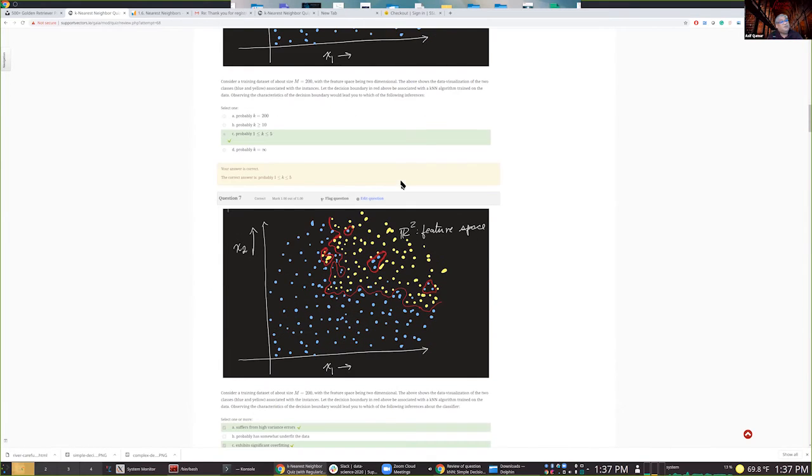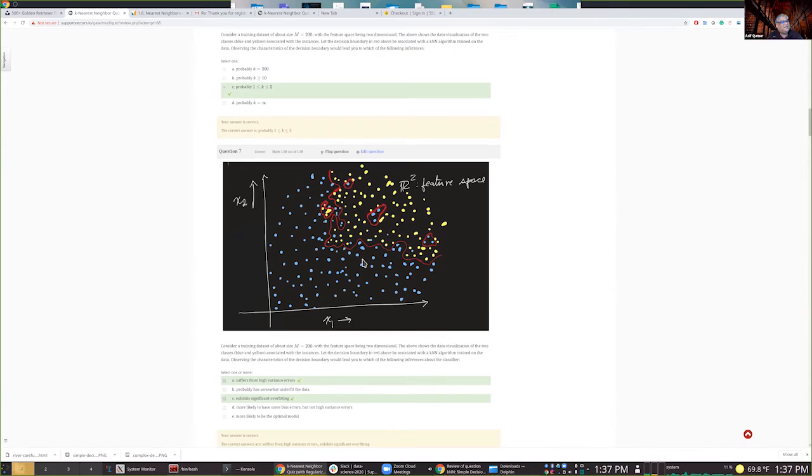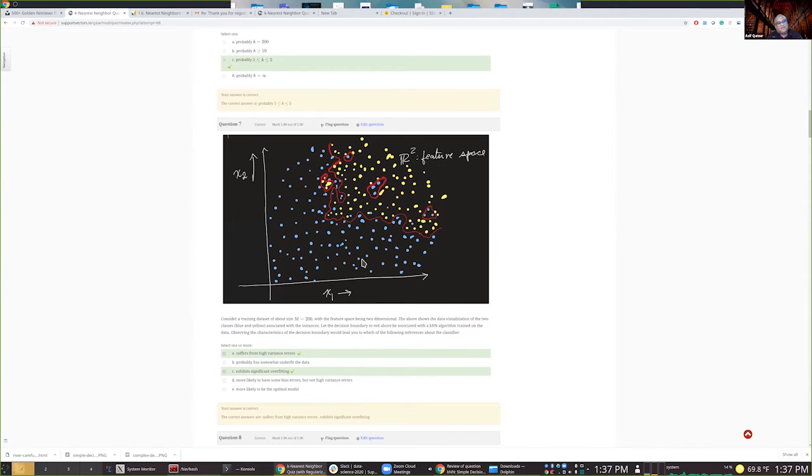Yeah, so don't read too much into it. It isn't actually. I just drew a complicated decision boundary, and then I started putting blue and yellow points all around it. So this is it.